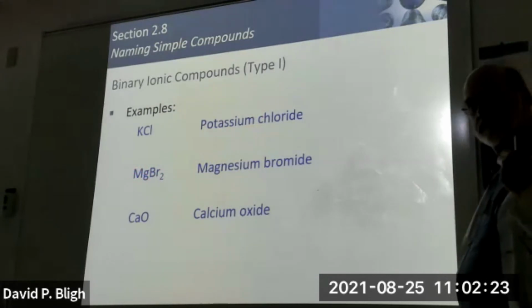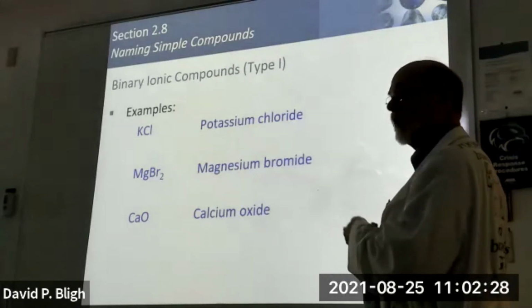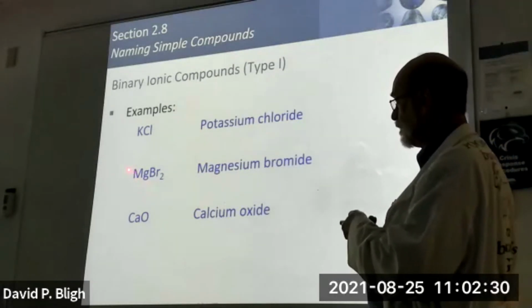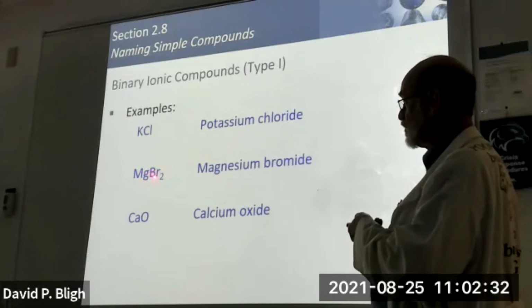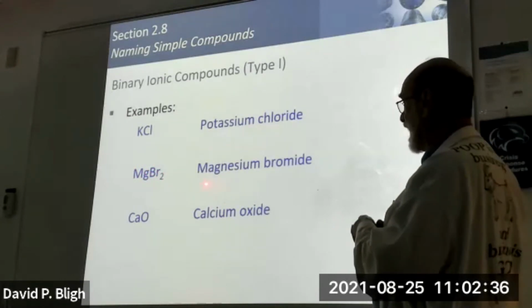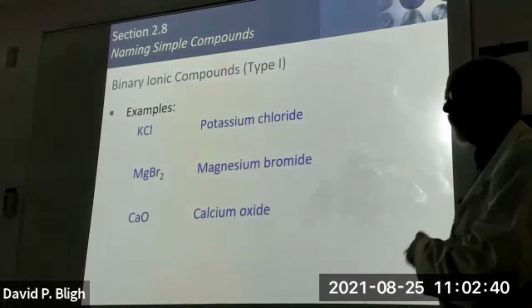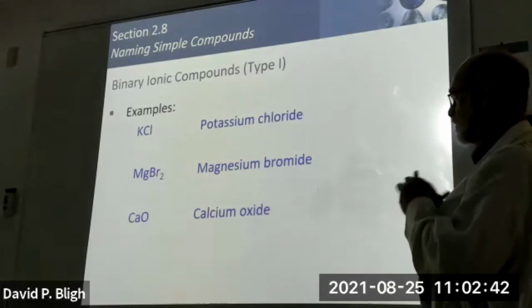Remember that video? These are formula units because these are all ionic compounds. The formula unit here is 1 magnesium and 2 bromines as ions. So it would be magnesium bromide, and that's all we have to say. We don't have to say how many there are. We don't have to say what the charge is because the charges are fixed.